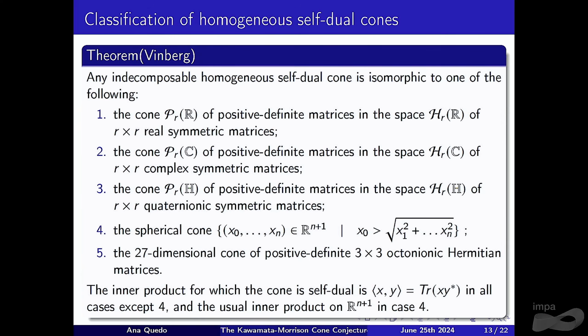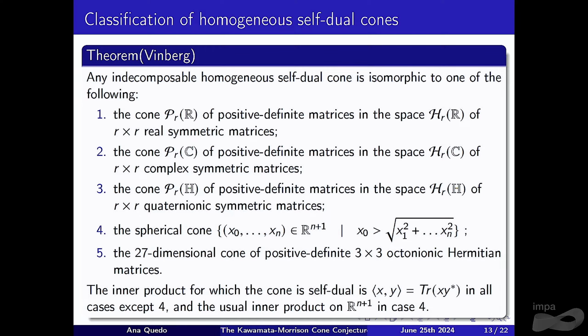And okay, what are homogeneous self-dual cones? Instead of really giving the definitions, I will tell you something better. I will tell you how they look. There is a theorem due to Weinberg that classifies all indecomposable homogeneous self-dual cones. So any homogeneous self-dual cone has to be a direct sum of these 5 cases here.